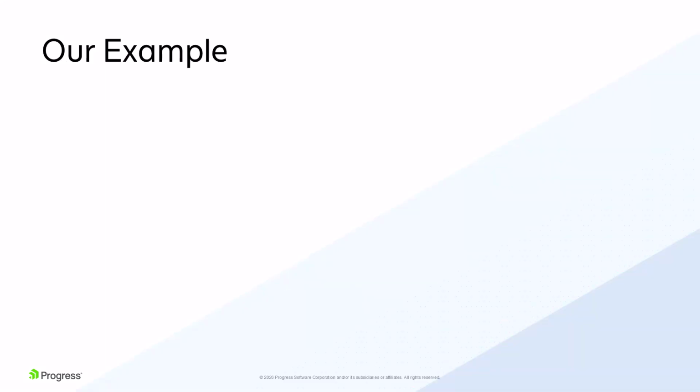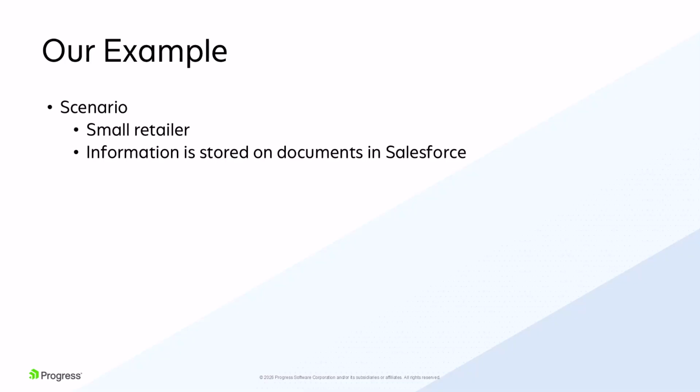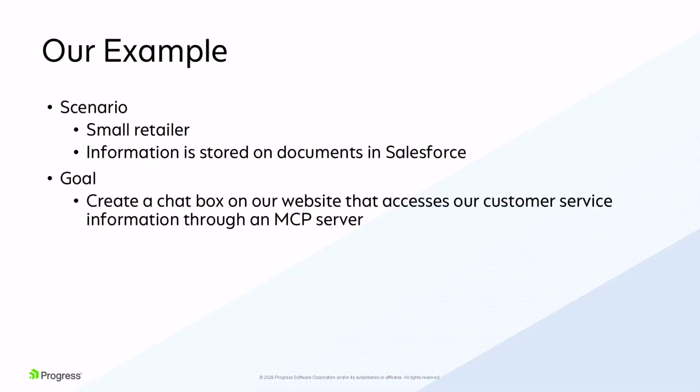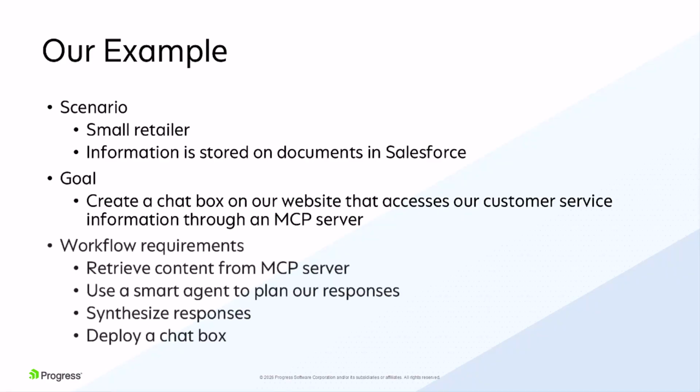Before we get started, let's briefly describe our use case and outline what we are trying to achieve. In our example, we are a small retailer that keeps its customer service information and documents in a Salesforce instance. Instead of posting our content on static web pages, we would like to expose that information to our customers through a chat box. To do that, we've set up an MCP server to make our documents accessible, but we need an AI agent to retrieve that data and synthesize responses. Therefore, we need to create a workflow that retrieves our data, uses a smart agent to plan our responses, and synthesizes a response. In addition, we need to deploy the chat box so that our users can access the information through our public website. We are ready to get started.